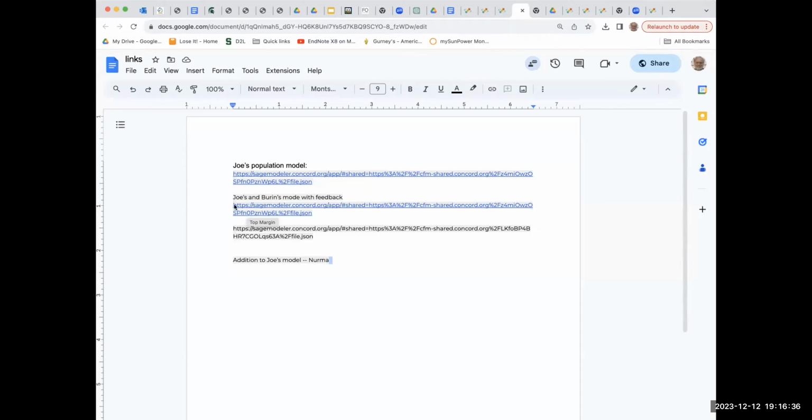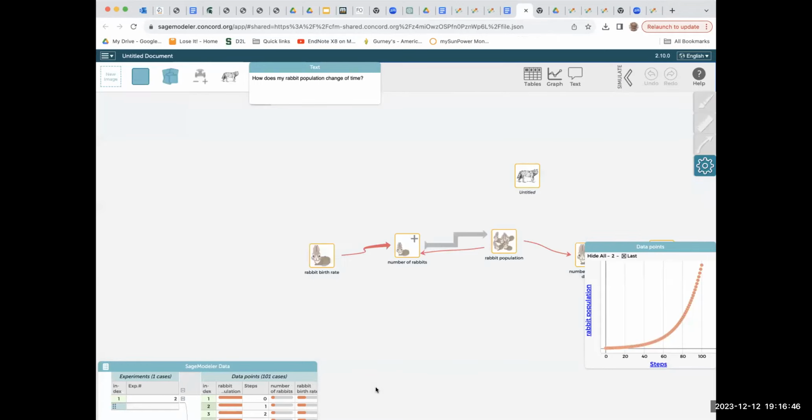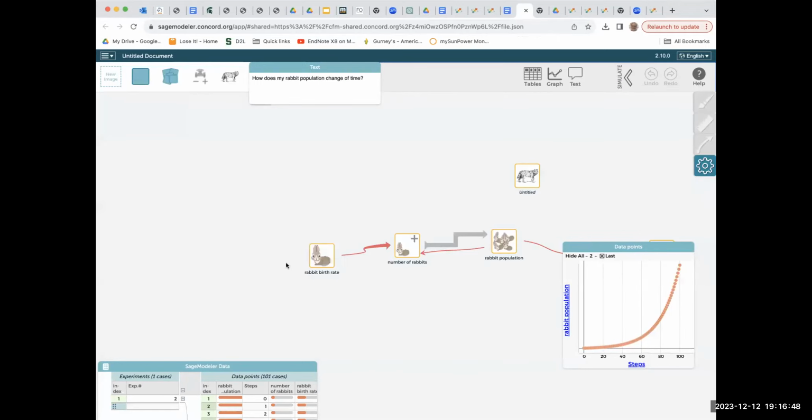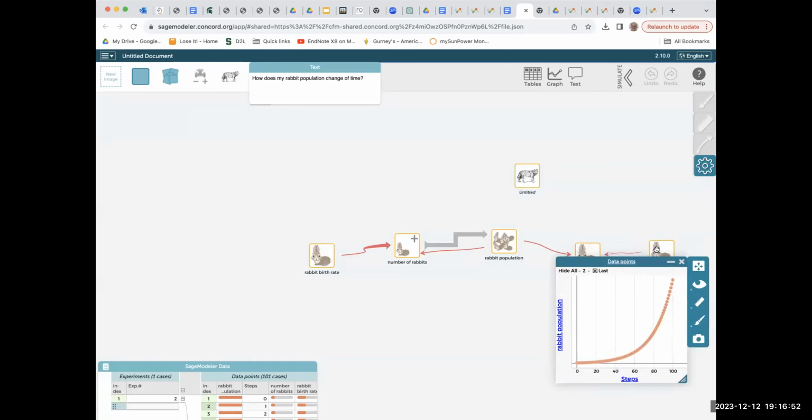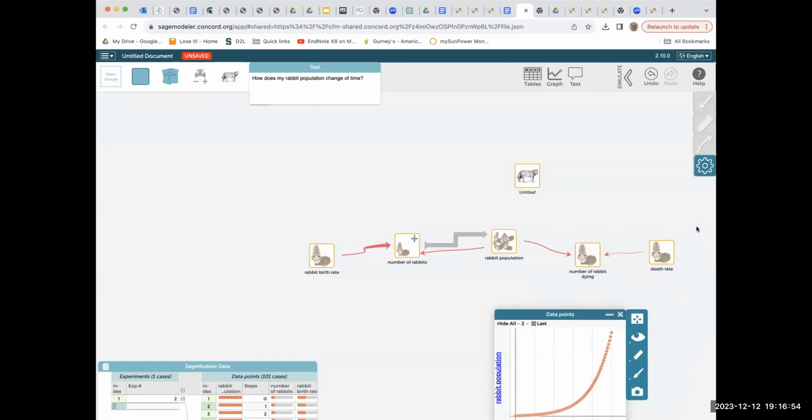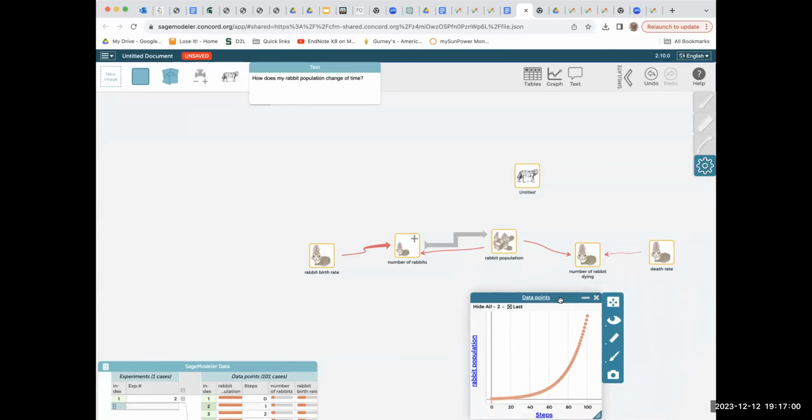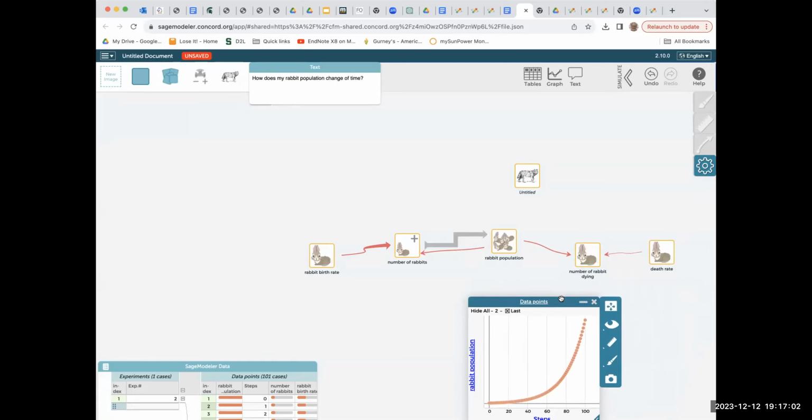So I think you can see this, right? It says here's Joe and Buren's model with feedback. In fact, when I click on it, I apparently forgot to save it because you'll notice it's untitled. I actually did recreate it when I noticed I made that error. But anyways, the one I saved did not have Buren's edition.